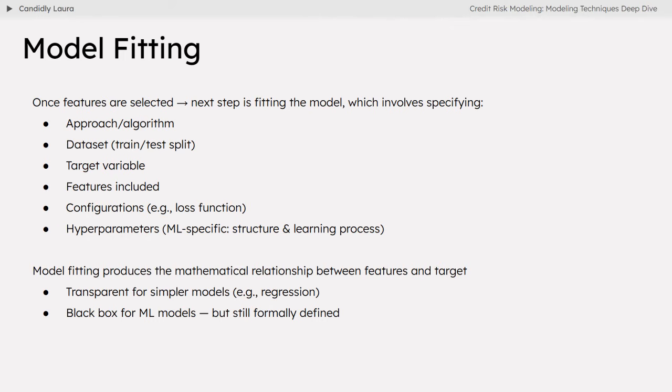The model fitting algorithm will take these specifications and calculate the model parameters based on the data. It will give you the resulting model specification, which is the exact mathematical formula that connects your features with the target. For more complex models like machine learning models, it will be difficult to view the exact mathematical formula, but rest assured the formula is being saved in your model.